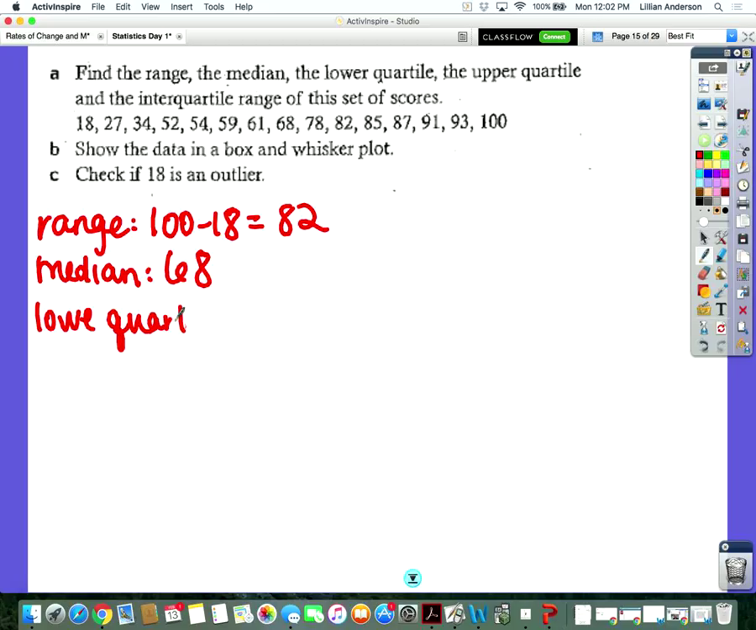Now the lower quartile, okay? That is AKA Q1. That represents the end of the lowest 25%. Now the way I can do it is basically take your data and divide it by 4. That basically breaks you down into quarters, okay?